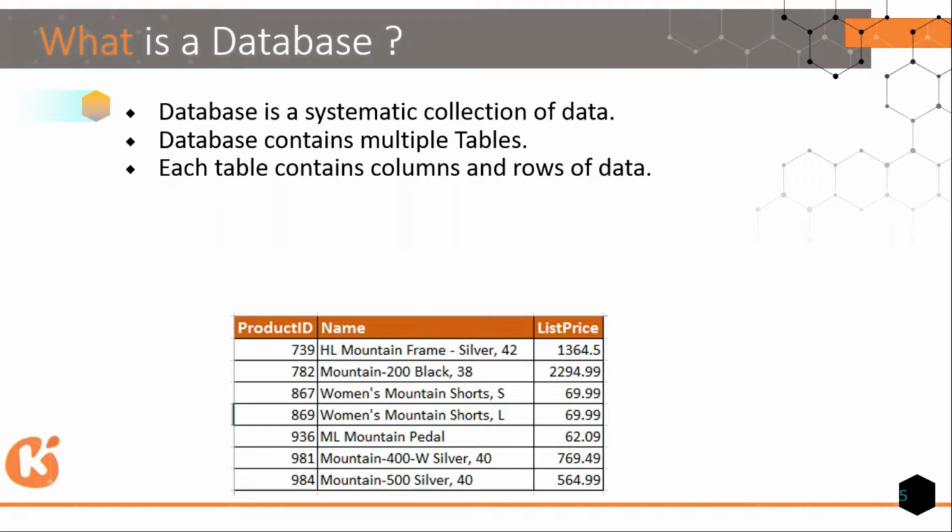I have given an example of a product table here. In this product table, we have 3 columns: product ID, name, and price. And each horizontal line is a row. We have 7 rows here in the table.